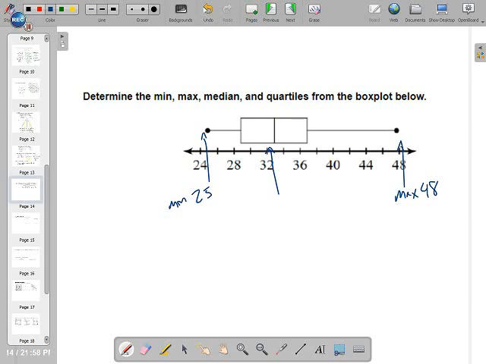The median is the middle of the box plot. So the median in this problem looks like it's about 33. The median is 33. Then the quartiles are right here and right there. This is Q1. Q1 looks like it's at 29. Q1 is 29, and Q3 is 37. You can also call the median quartile 2. It is the 50th percentile, so that would also work. But we normally just call it the median. So we're done with stats.